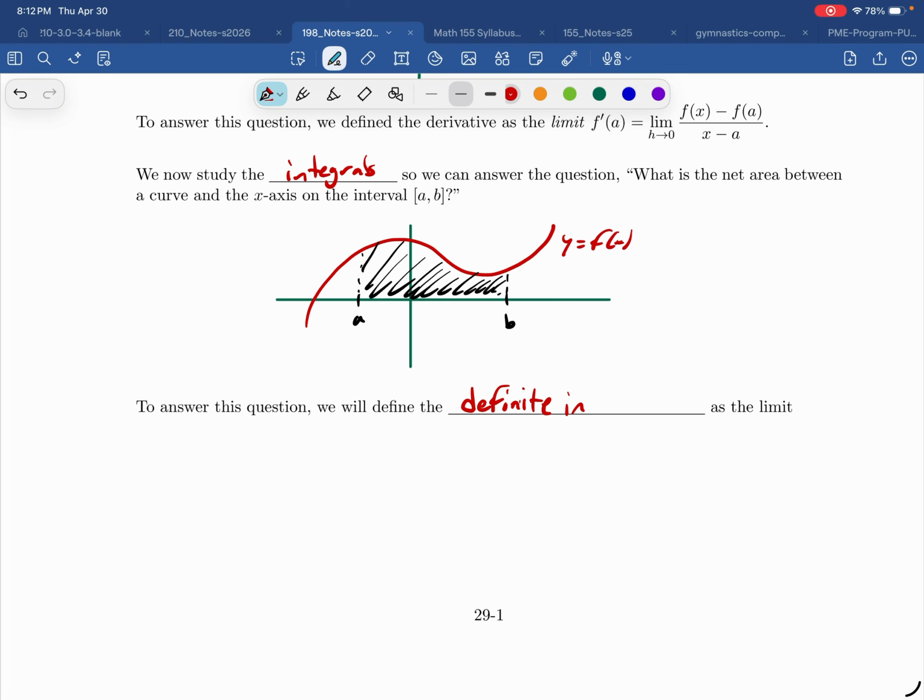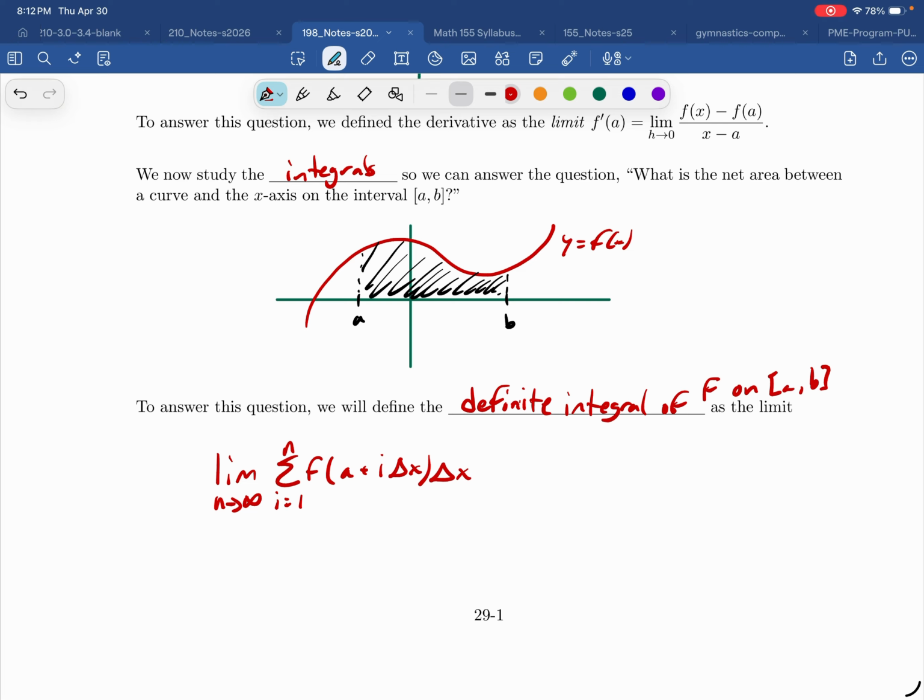And so to answer this question, we will define the definite integral of f on the closed interval from A to B as the limit as n approaches infinity, that should seem familiar, of the sum from i equals 1 to n of f of a plus i delta x times delta x.